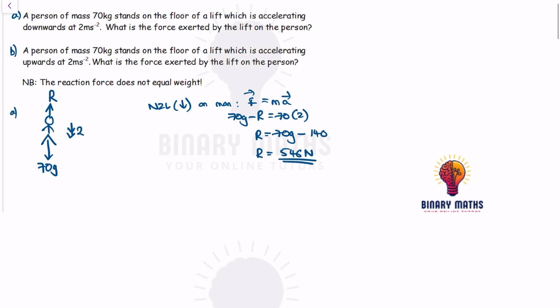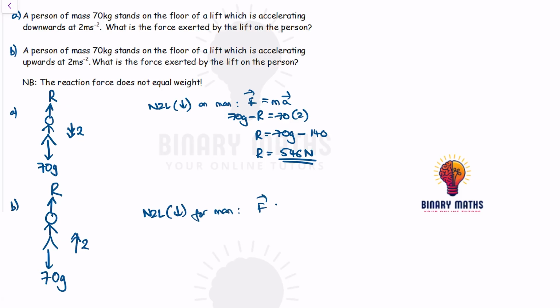For part B, a person of mass 70 kg stands on the floor of a lift which is accelerating upwards by 2 meters per second squared. So now we have the man, it still weighs 70g, reaction force still, but now accelerating upwards by 2. So again we have to set up Newton's second law vertically for the man. Resultant force is equal to mass times acceleration. This time the lift is moving up. We're trying to find the force exerted by the lift on the person, so again we're trying to find R.